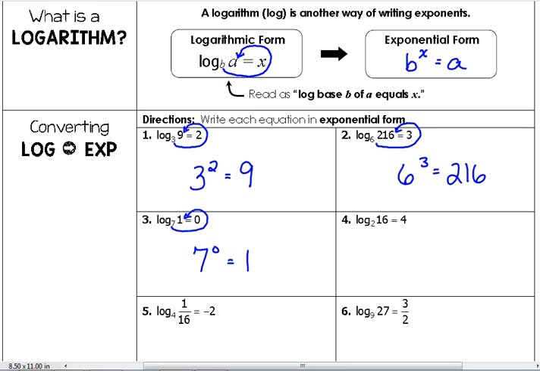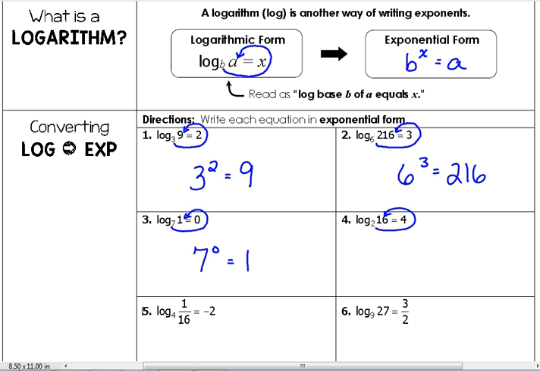We know that anything raised to the 0 power is 1. So we also need to learn that the log of 1 is always 0. The log of 1 is always 0. It doesn't matter what your base is, the log of 1 is always 0 because anything raised to the 0 power is 1. So anytime you see a log of 1, the answer is always 0.